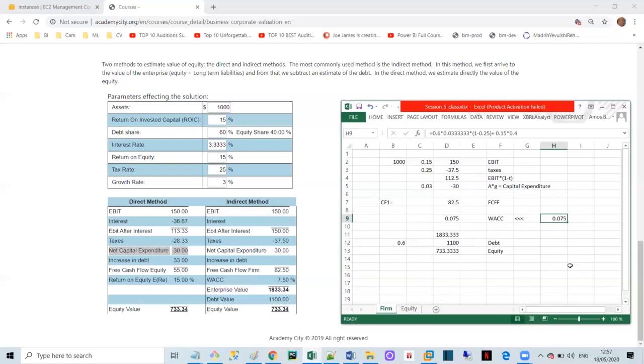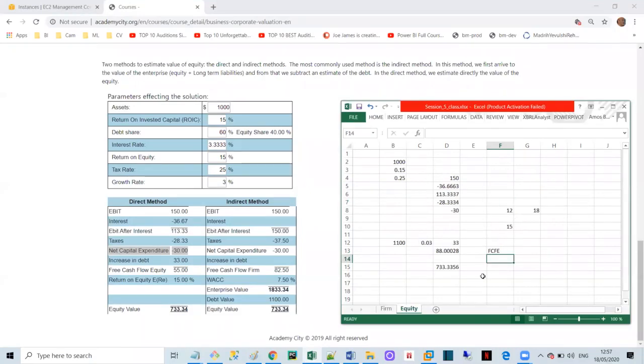So we know the difference. Here we call that one, what is that one? Here we go. Free cash flow for the firm. Here we have free cash flow for the equity.